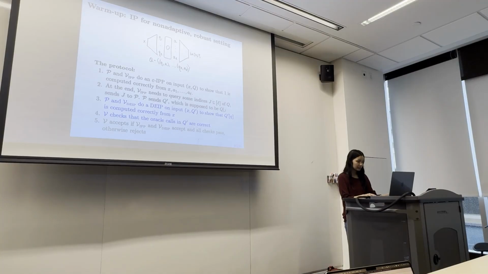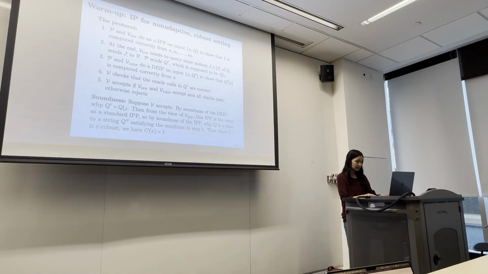So this is the protocol then. At the end of this IPP, the IPP verifier sends the indices he wants to query, J, to P, and P sends this Q prime string, which is supposed to be Q at these indices. Now P and the DIP verifier are going to do a DIP to show that the queries in this string are actually the queries in Q at the indices in J. And we'll also have V check that the oracle calls are correct. If all these checks pass and the verifiers accept, then we accept, and otherwise they reject.